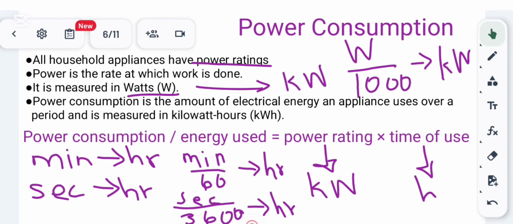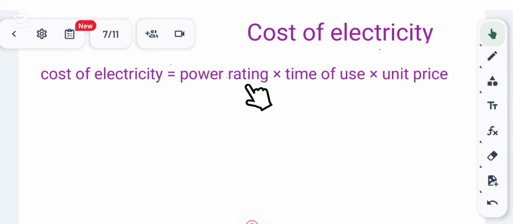So why is this important? It is important because now we can calculate the cost of electricity. How much is it going to cost me to run that device each and every day for a certain period of time? Do you still remember this one? Power rating multiplied by the time of use. This was giving us the power consumption, how much electrical energy the device utilizes.